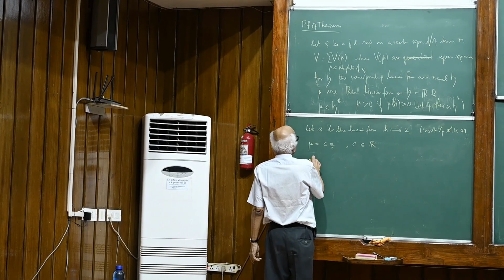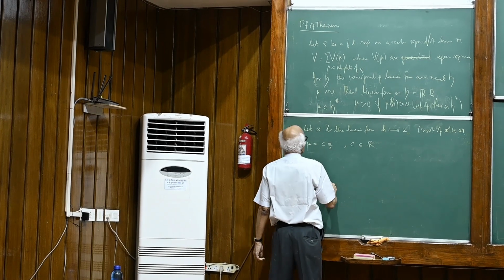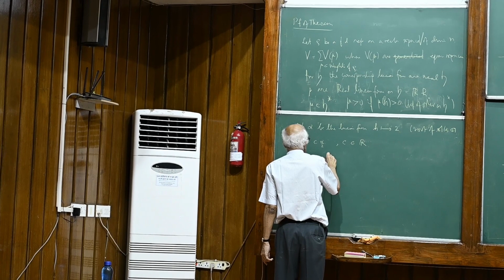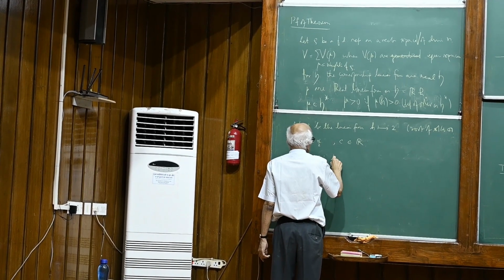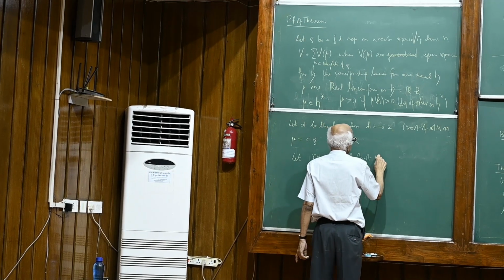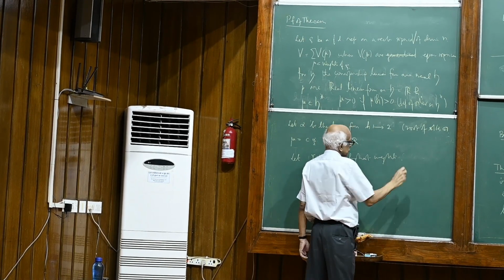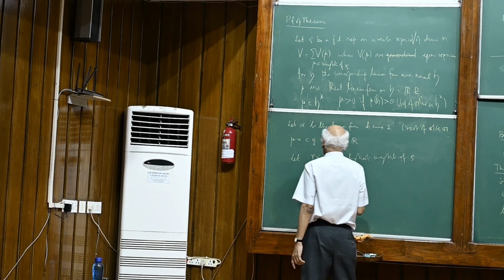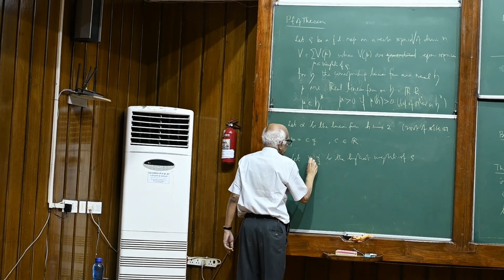Now, let r alpha by 2 be the highest weight of rho, maybe as r root.